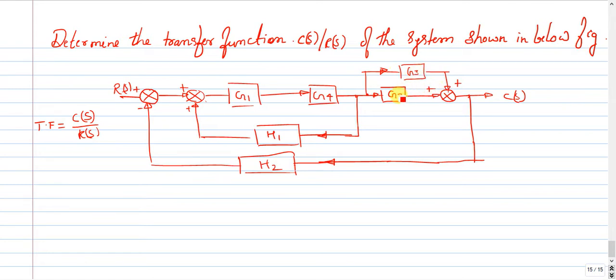and G3, G2 are in parallel. So I can find G1, G4 in series, and these two in parallel. And I should apply the rule. If you find any blocks in series, those blocks will get multiplied, and if you find any blocks in parallel, those blocks will get added up. So let me reflect the same. I will just copy and paste so that the reduction will be easy. So this is the given problem.